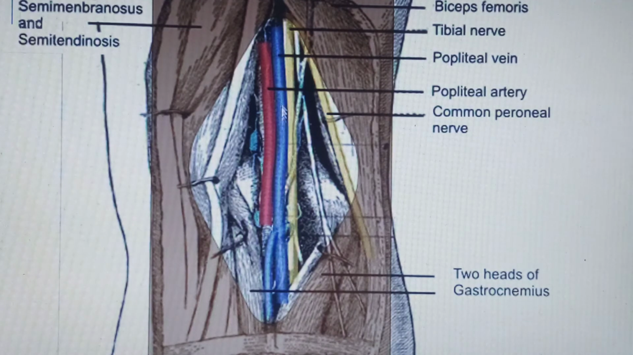To drain into it. Then beyond that, we're going to have the tibial nerve, and a bit laterally, we are also going to have the common peroneal nerve. So these are how the structures are arranged in the popliteal fossa. But also get to know that there will be some lymphatics, together with some lymph nodes, being there as well.